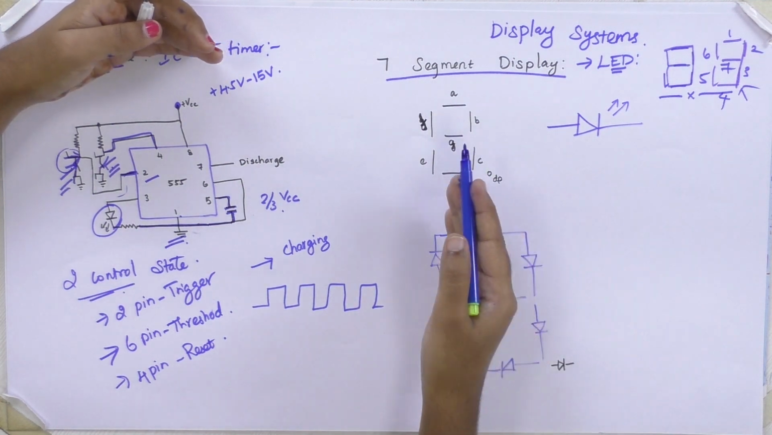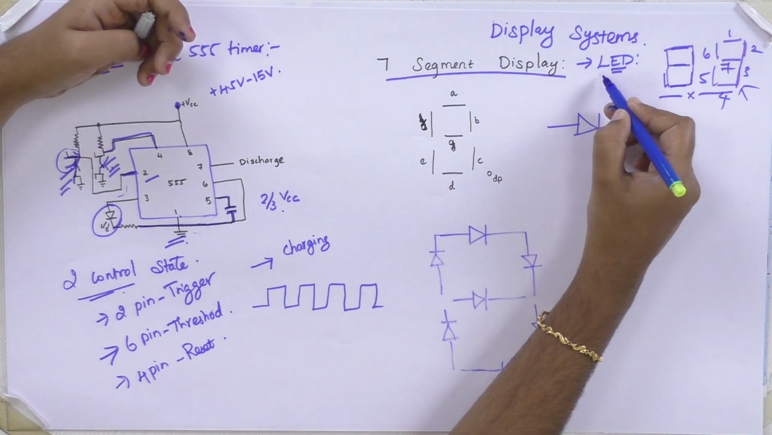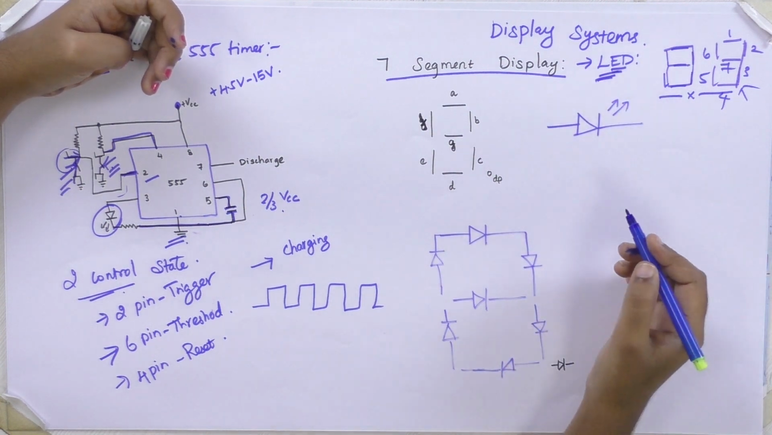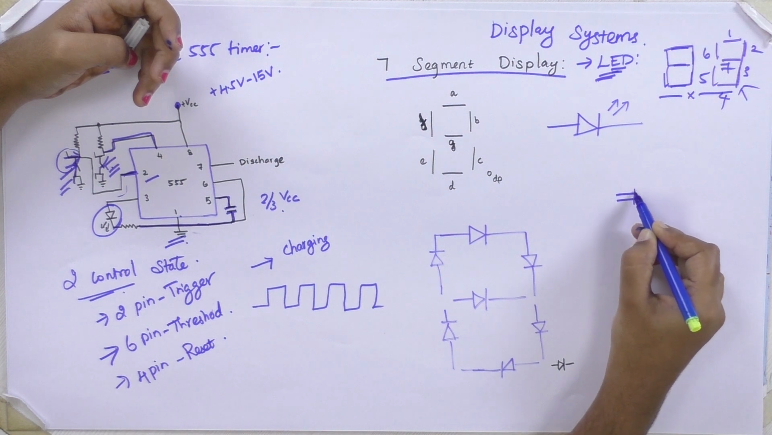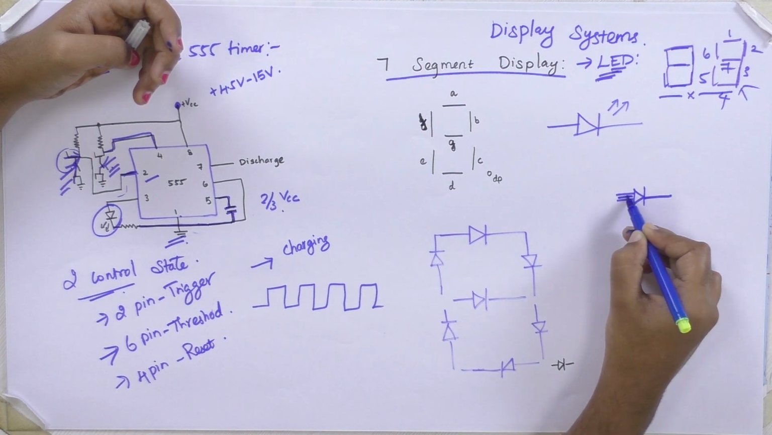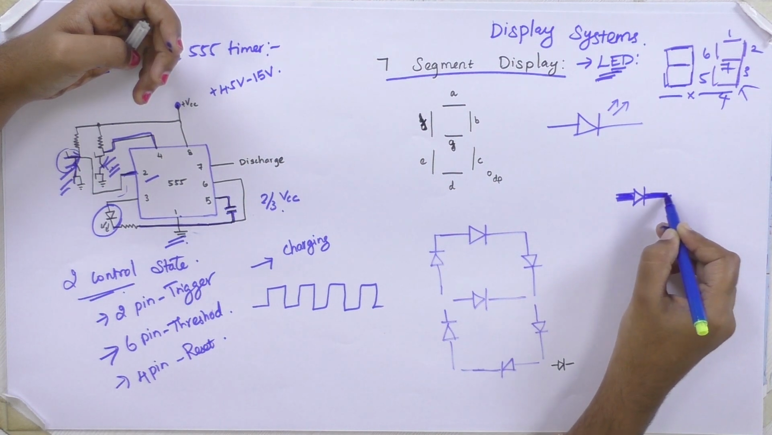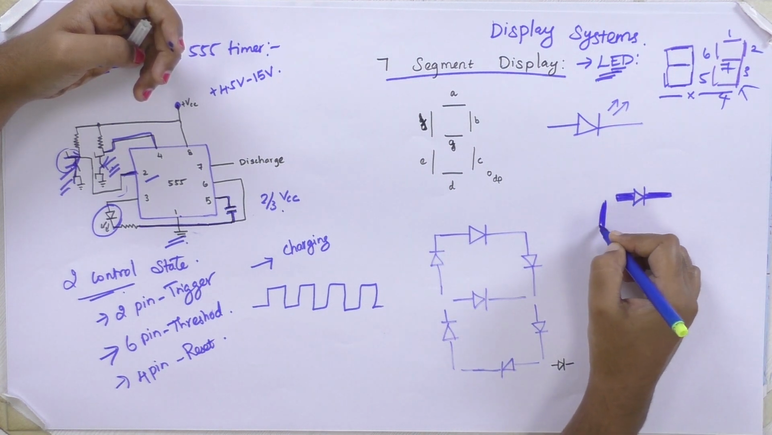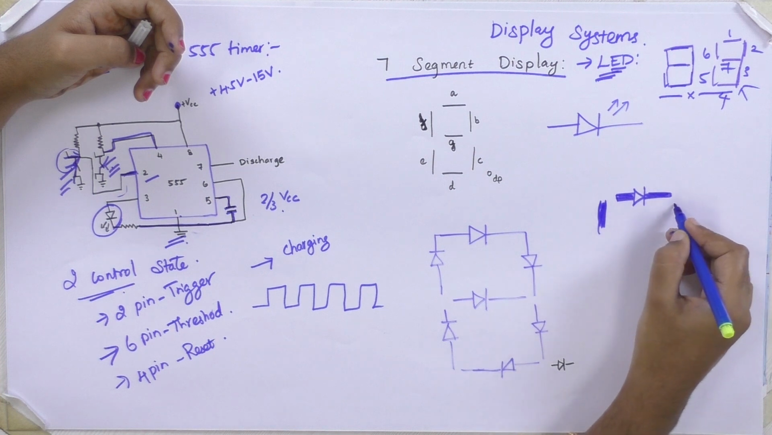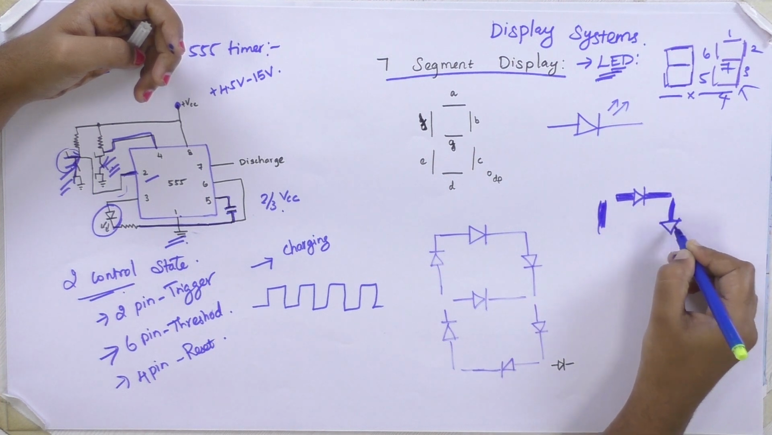So what will be there in the 7 segment display system? It works based on the principle of the light emitting diode. A light emitting diode will be placed in each segment.